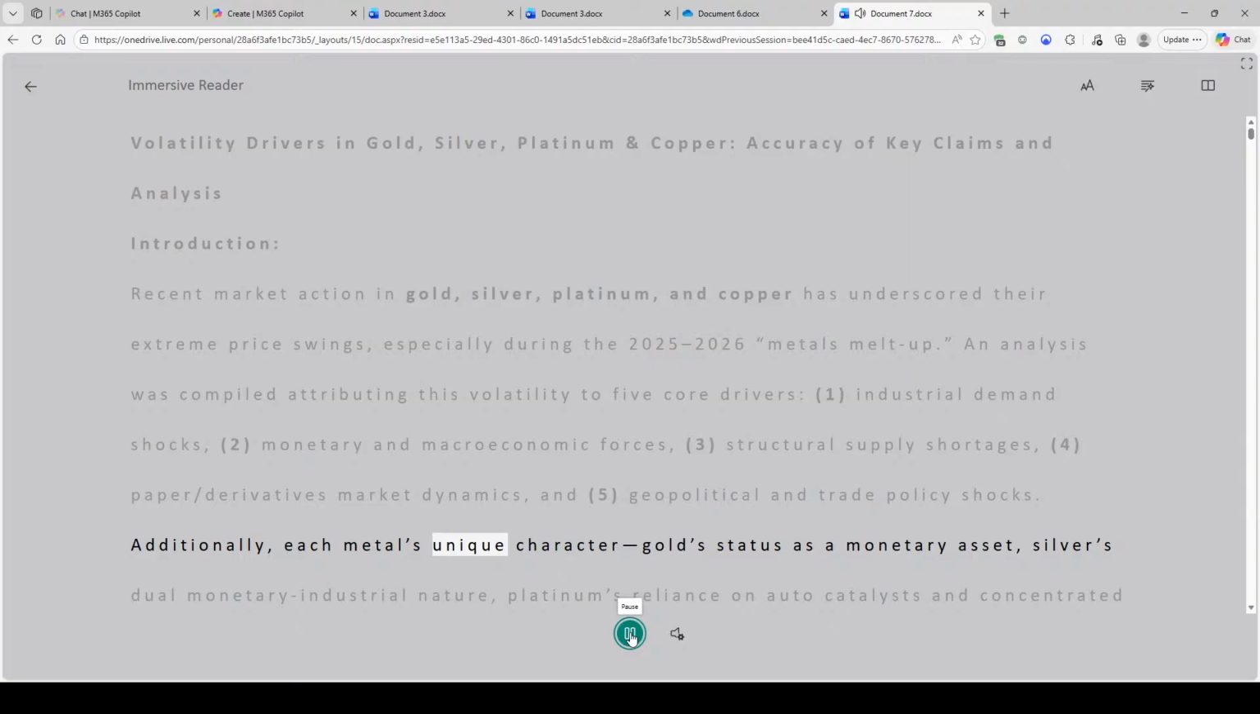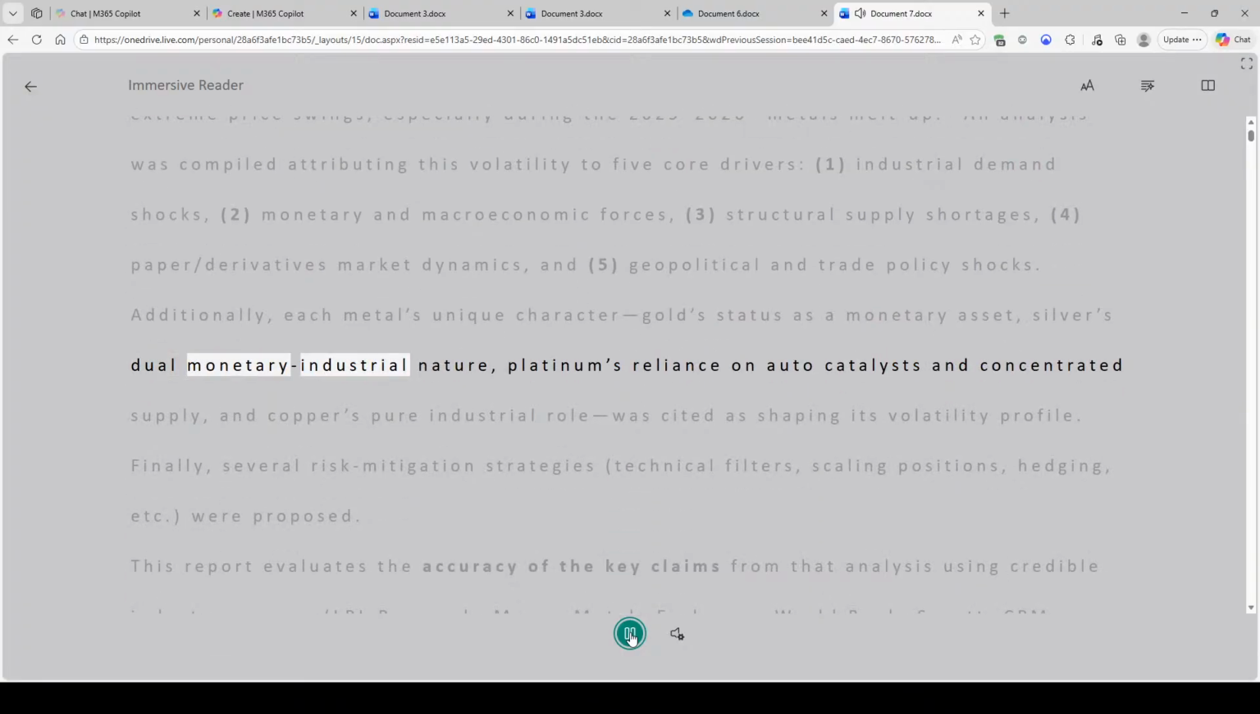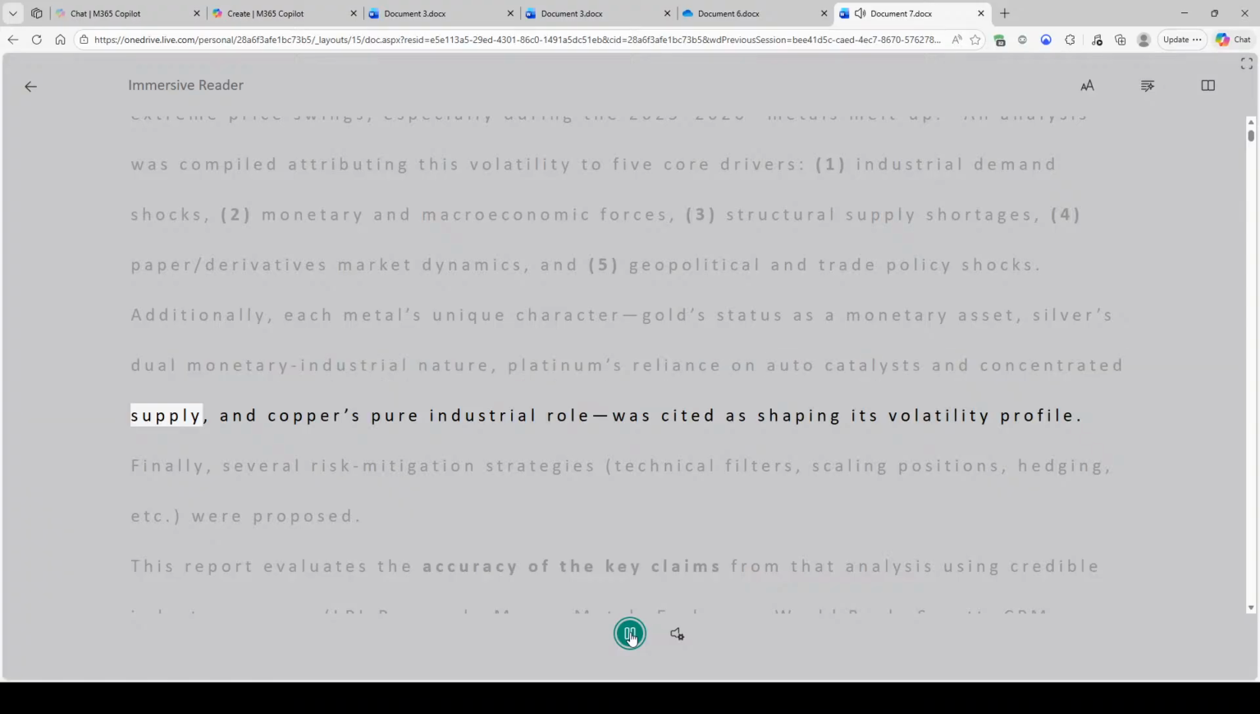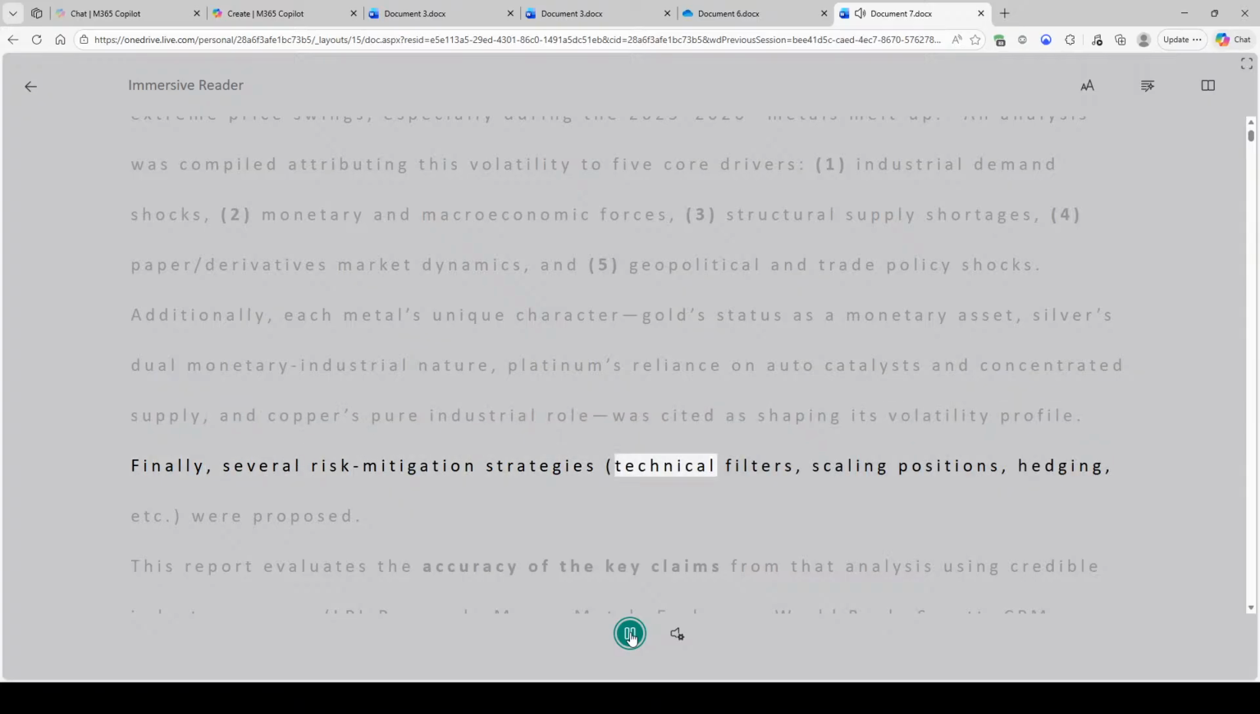Additionally, each metal's unique character, gold's status as a monetary asset, silver's dual monetary and industrial nature, platinum's reliance on autocatalysts and concentrated supply, and copper's pure industrial role, was cited as shaping its volatility profile. Finally, several risk mitigation strategies, technical filters, scaling positions, hedging, etc., were proposed.